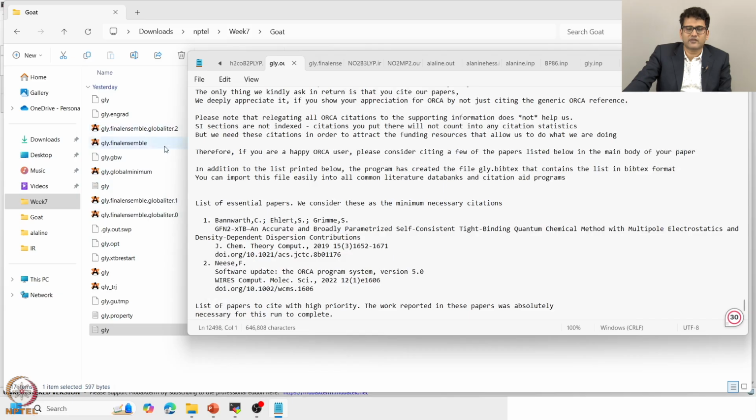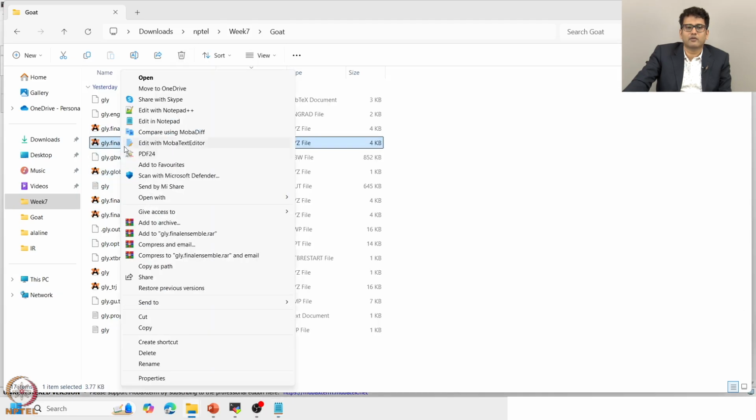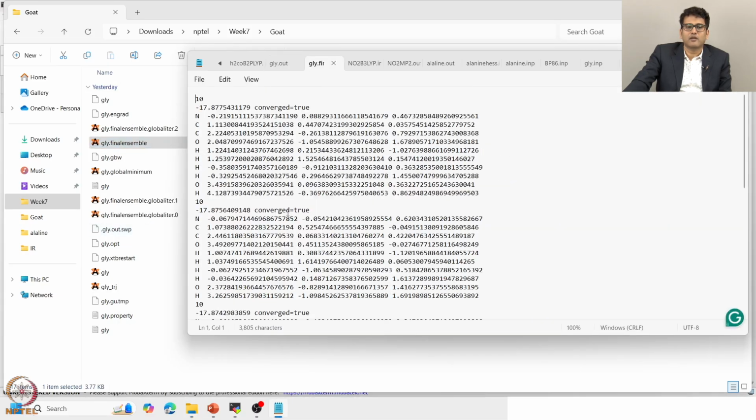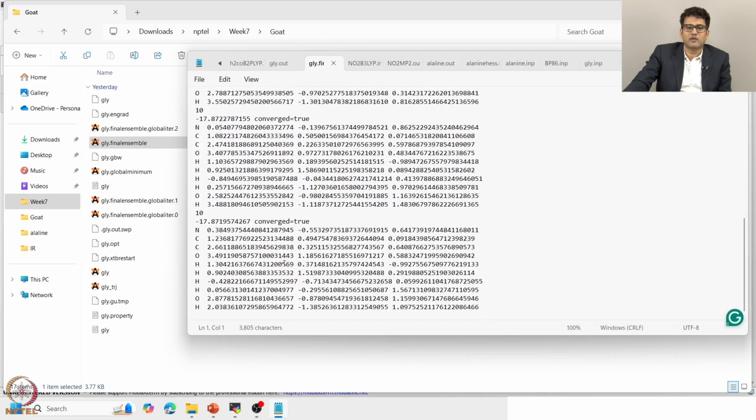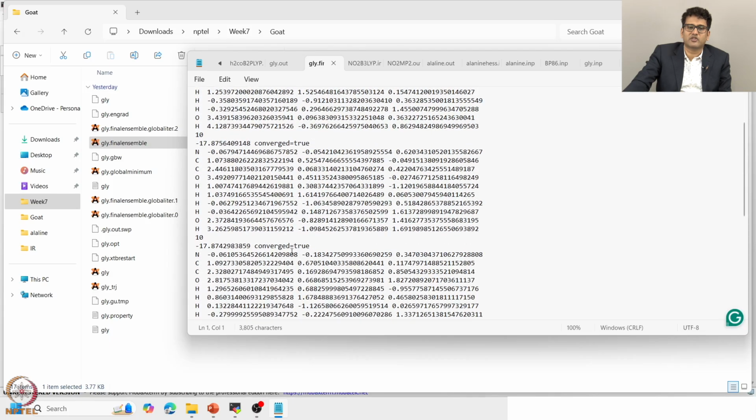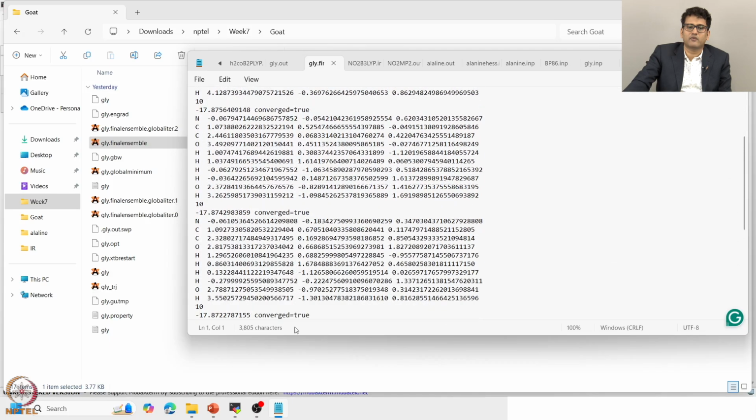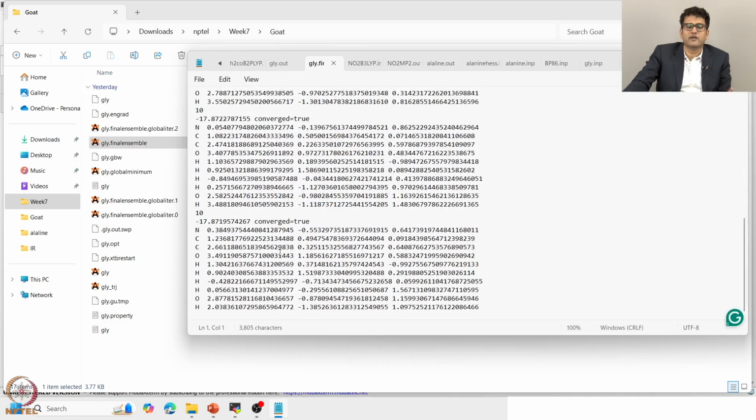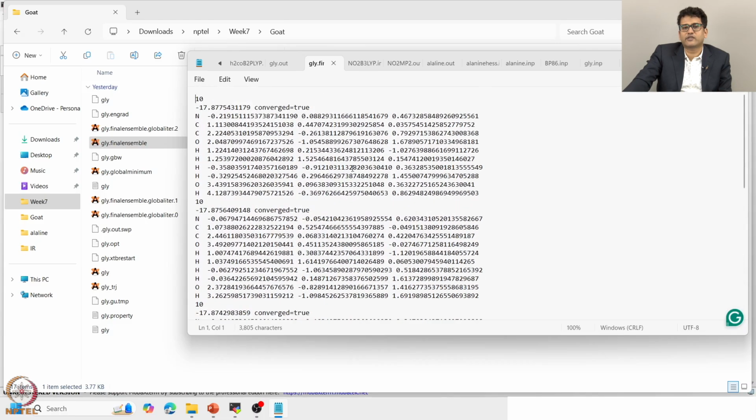So, what is generated in each of the iterations is given. We can try to open one of them to see what is there. This is the global, the final ensemble. It actually contains all the structures, and they are arranged energy-wise. This is the lowest energy one, and all the 5 structures, which are 1, 2, 3, 4, 5, the lowest energy conformers, are given here.